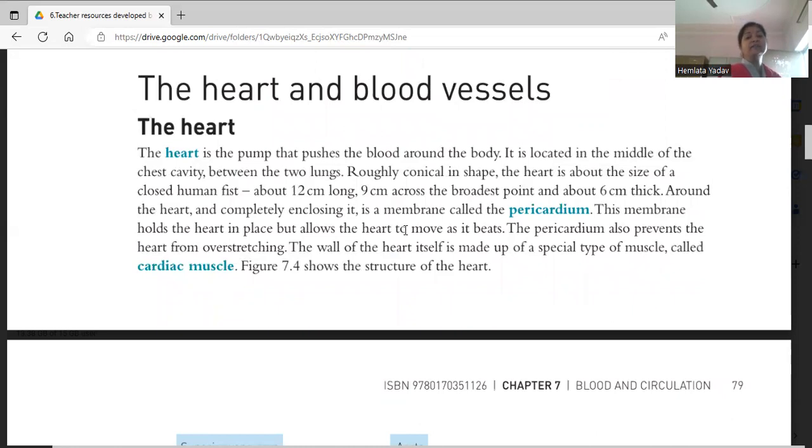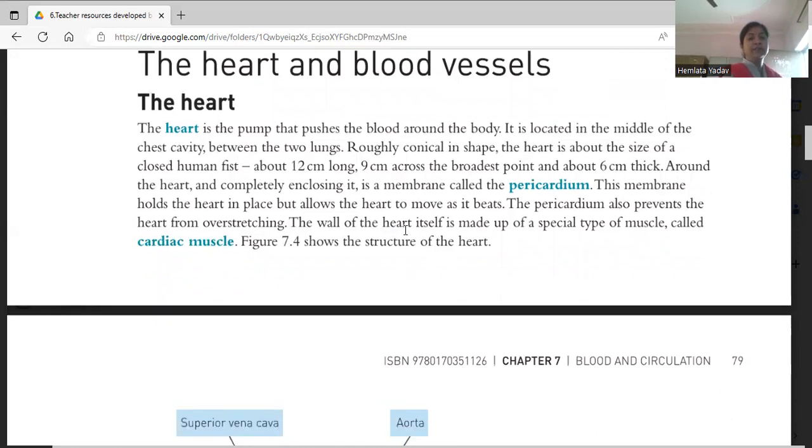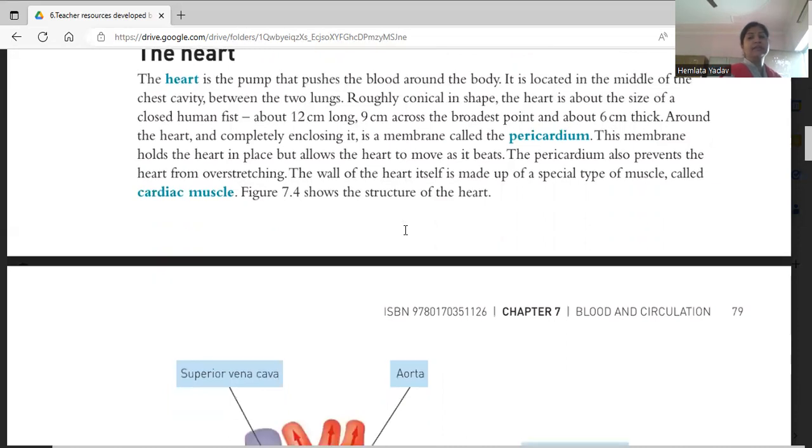Heart and the blood vessels. The heart is the pump that pushes the blood around the body. It's located in the middle part of the chest cavity between the two lungs.